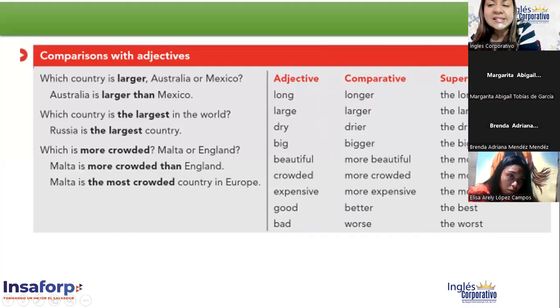Now in superlative form, we need to use the article the. And we add -est to the adjective. The longest, the largest, the driest, the biggest, like the hamburger. And if it's a long adjective, two, three or more syllables, we use the most beautiful, the most crowded, the most expensive. And the irregular forms: the superlative form of good is the best, and the superlative form of bad is the worst.